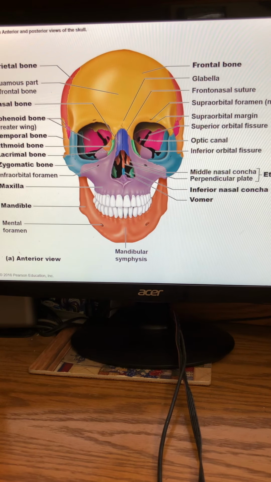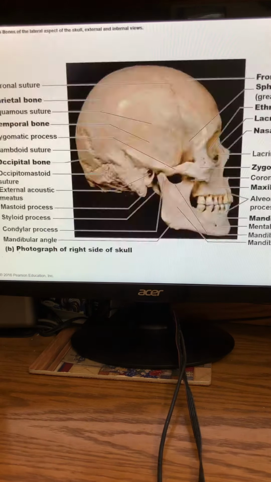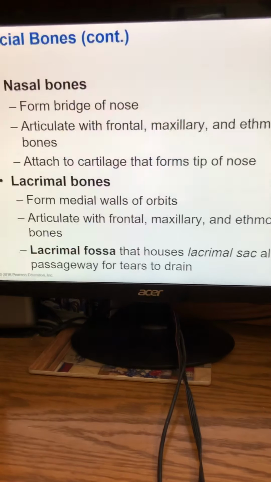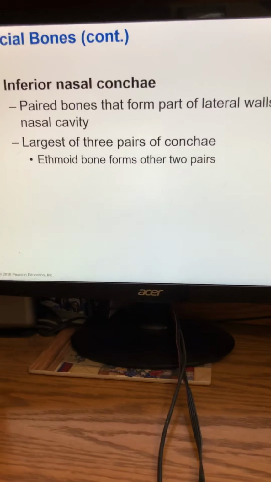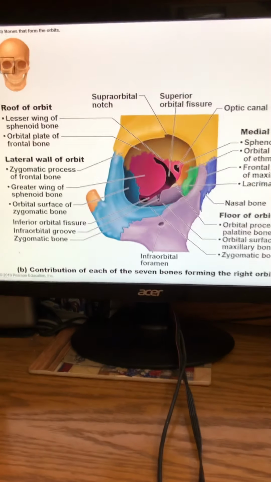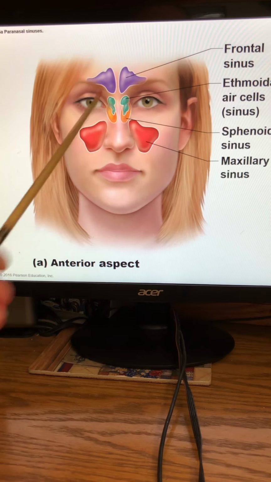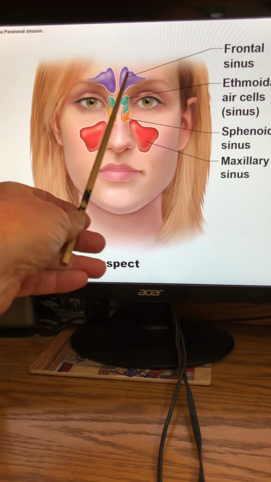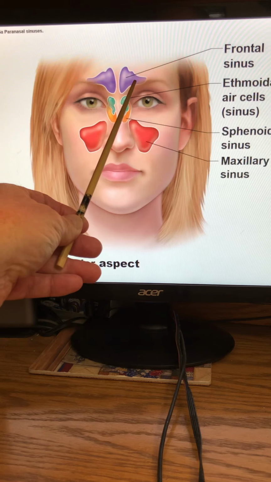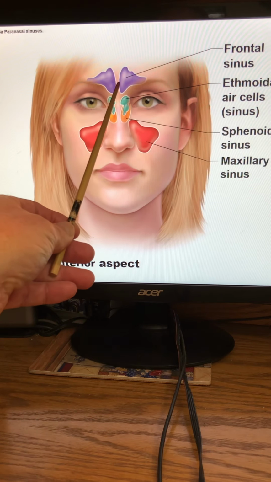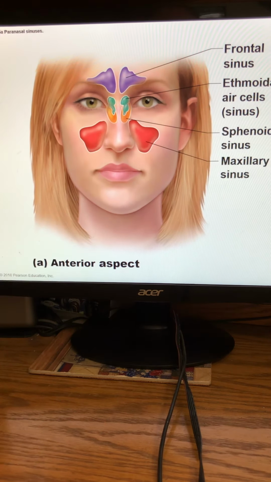Let me go to another picture so that you can see a sinus view of this. So here's what your sinuses look like. Here is your supraorbital margin. Here's the frontal sinus on the left side, and here is the one on the right side. You'll notice that there's a space in between that does not have a sinus. And bony-wise, that's called the glabella.